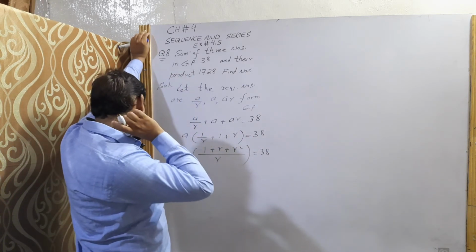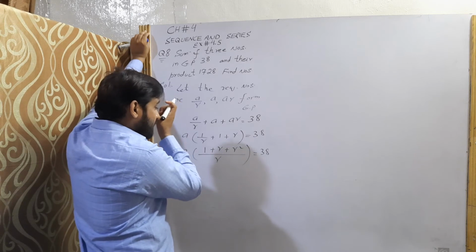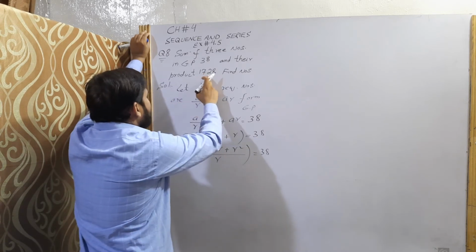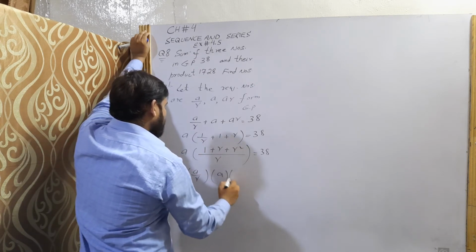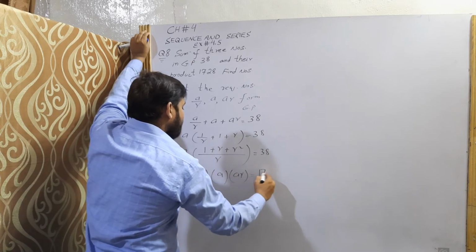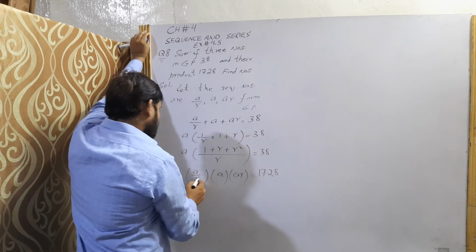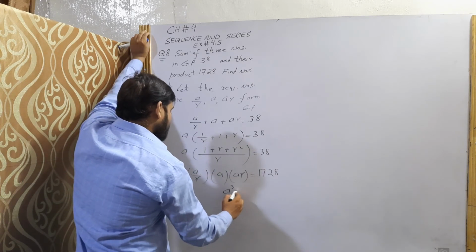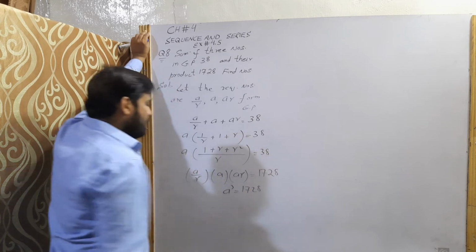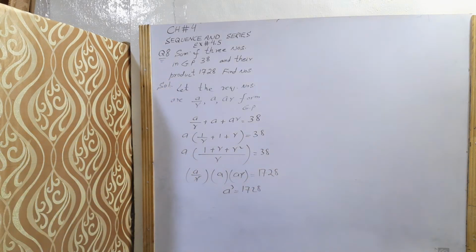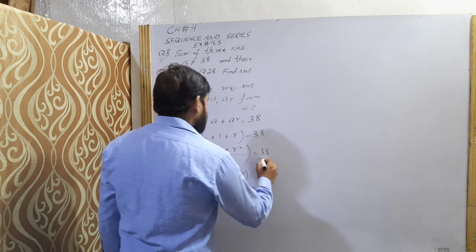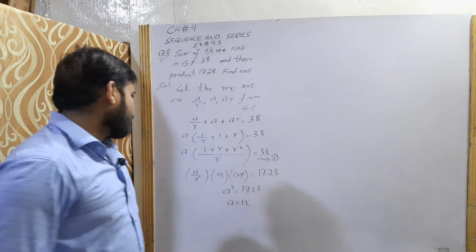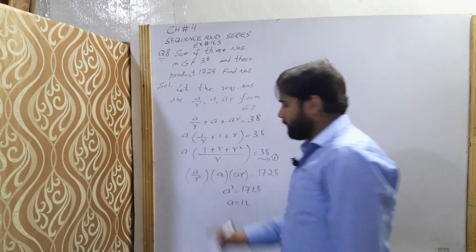The second condition of the question is that the product is 1728. It means that A/R multiplied by A and multiplied by AR is equal to 1728. So in this case R cancels, so there is A cube, and this is 1728. So A^3 is 1728. Taking the cube root on both sides, the value of A is 12. Say this is equation number 1. So simply replace A by 12 and we can easily find the values of R.